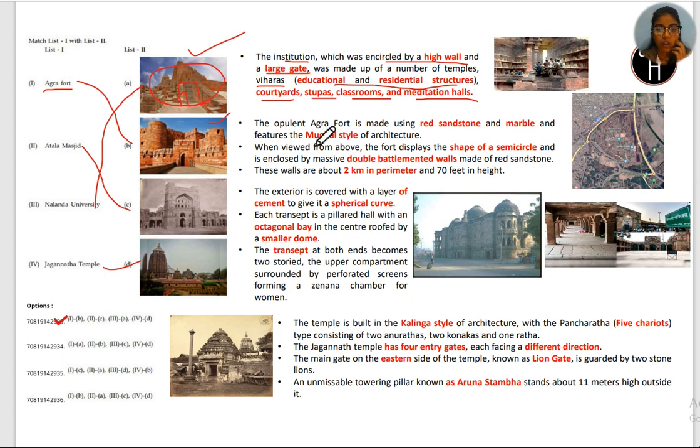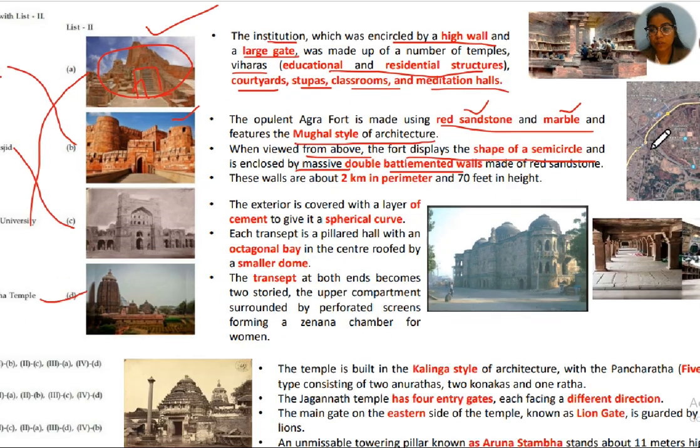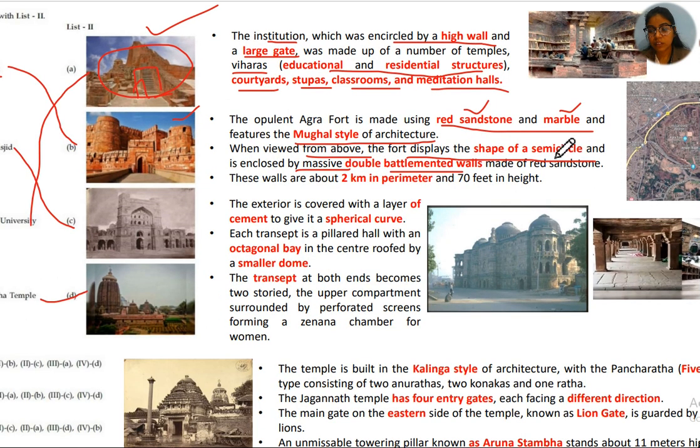The second one which you have is your Agra Fort. Fine. The opulent Agra Fort is made using red sandstone and marble. The important point is Agra Fort is made up of red sandstone and marble and features the Mughal style of architecture. So remember Mughal style of architecture. When viewed from above, the fort displays the shape of a semicircle and is enclosed by a massive double battlement wall.